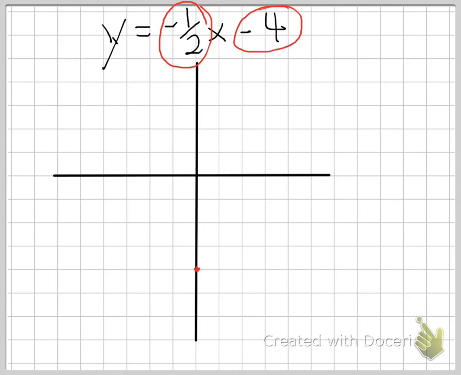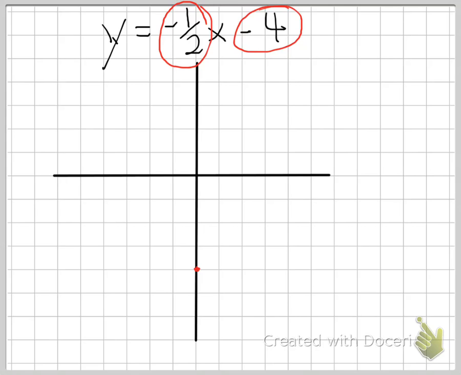And then our slope is -1/2. So you can either think of that as a rise of -1 and a run of +2, or a rise of +1 and a run of -2. The important thing to know is as we go to the right, it should be going downward. Okay?